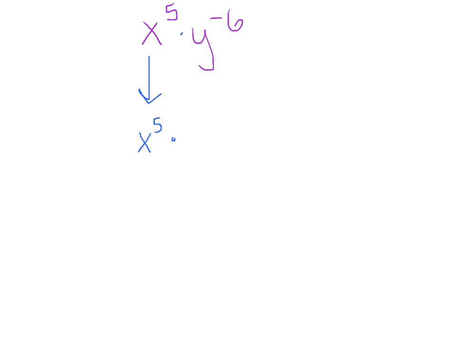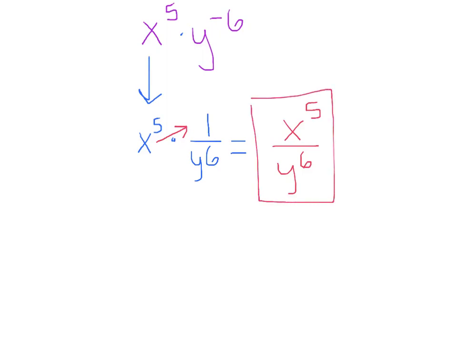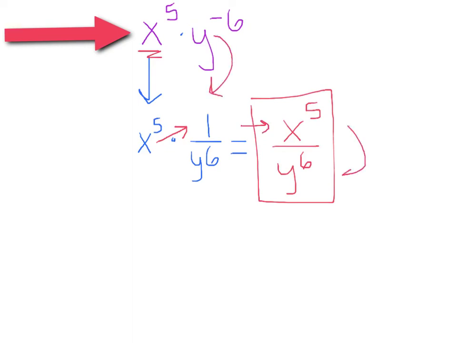Now we're multiplying by y to the negative 6, which we rewrite as 1 over y to the positive 6. And then if you multiply to the numerator, this becomes x to the 5th over y to the positive 6. So if you look back at the original, the positive exponent stayed in the numerator, and the negative exponent went to the basement, went to the denominator, and became positive.